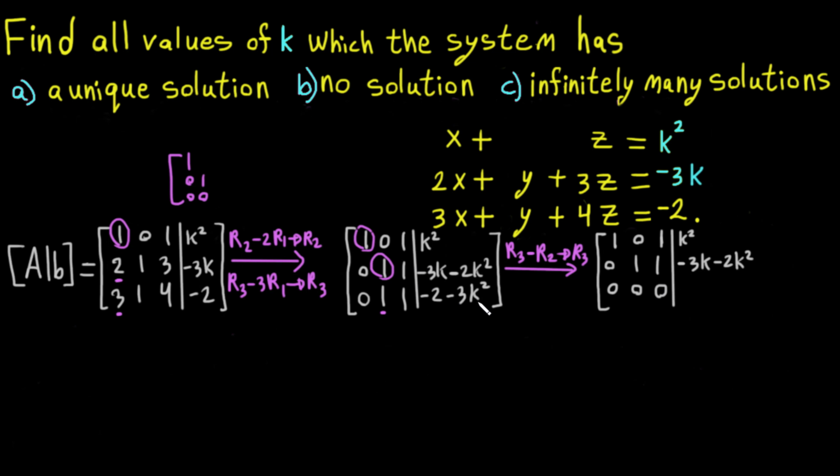Minus 2 minus 3k squared, minus this thing. So let's write it here: minus 2, minus 3k squared. Here it's minus, so these two will be positive. So positive 3k, positive 2k squared, which gives minus k squared plus 3k minus 2. Let's erase this one.